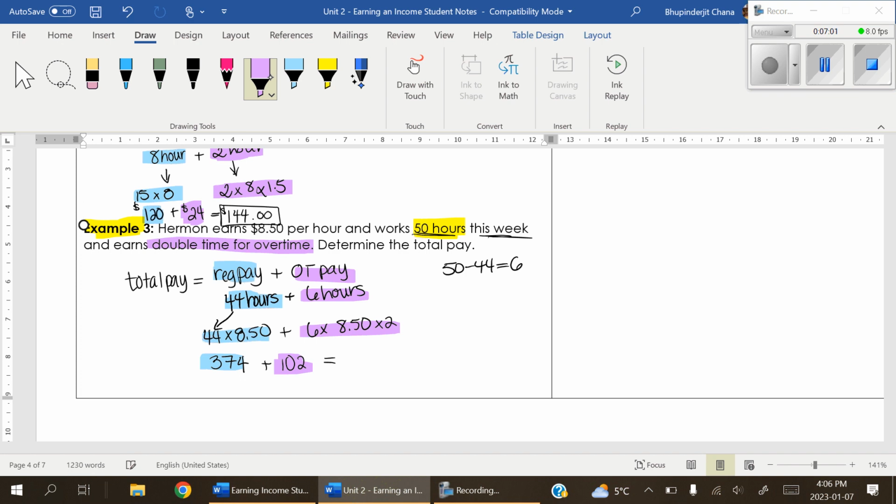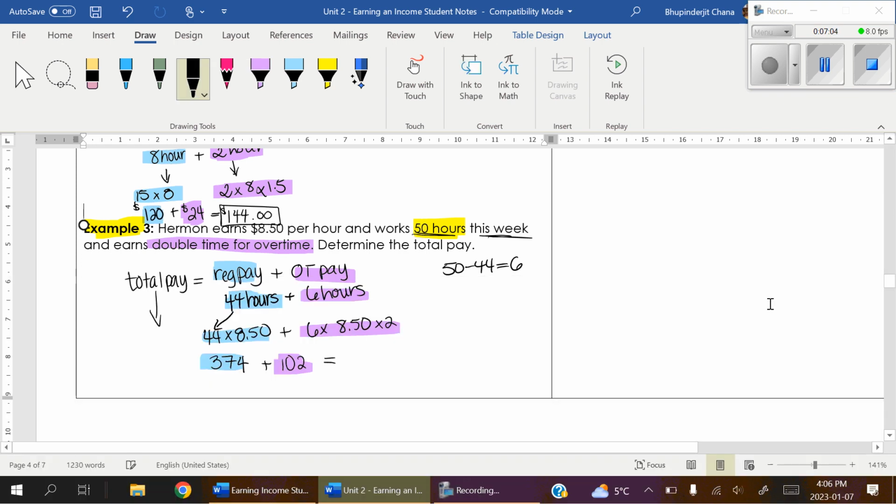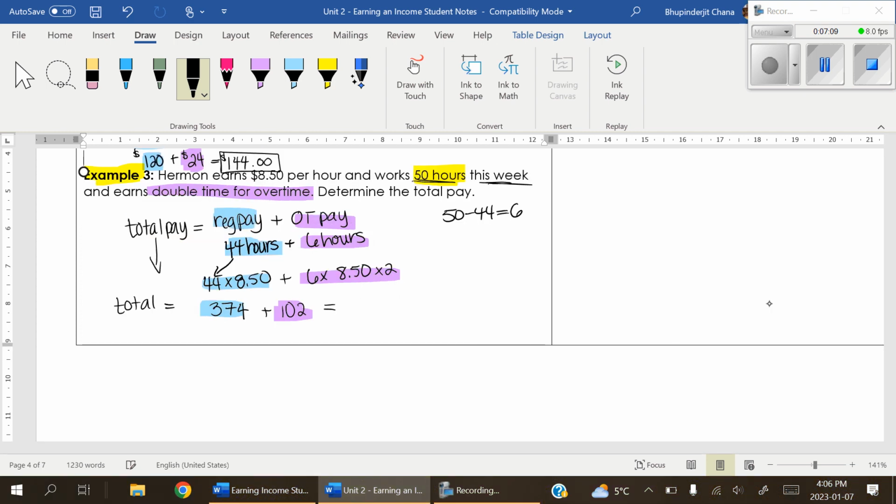Again, whenever we're totaling anything, we need to add those two numbers together. So 102 plus 374, I get $476.00. Remember that we always round money to 2 decimal points.